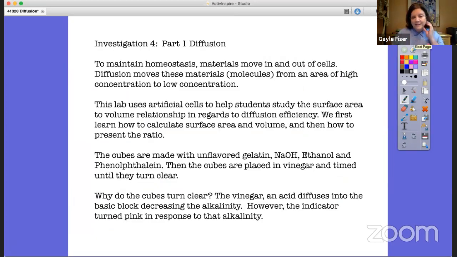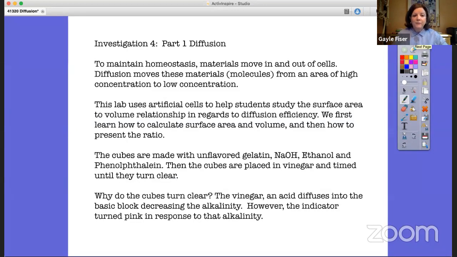So investigation 4, part 1, diffusion. To maintain homeostasis, materials move in and out of cells. Diffusion moves these materials, these molecules, from an area of high concentration to low concentration. This lab uses artificial cells to help students study the surface area to volume relationship in regards to diffusion efficiency. We first learn how to calculate surface area and volume, and then how to present the ratio.